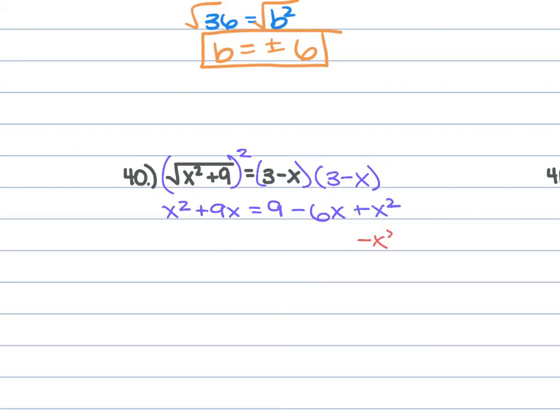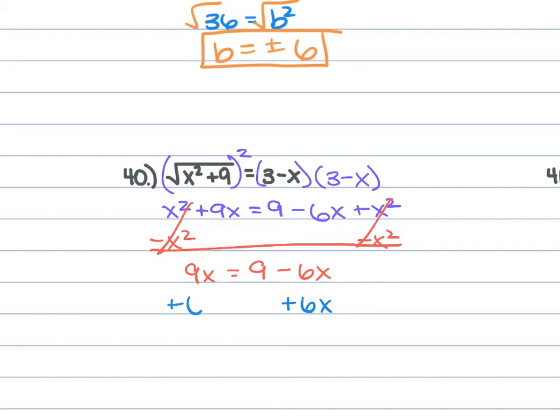We get the x squareds together, so we subtract them from each side, and they cancel out. So 9x is equal to 9 minus 6x. We move the 6x over by adding it to both sides. So we are going to be left with 15x is equal to 9. Then we divide each side by 15.